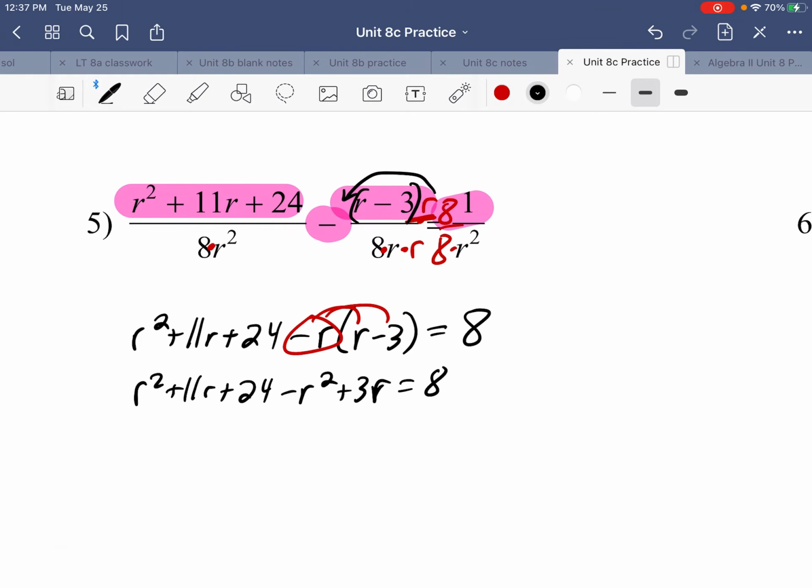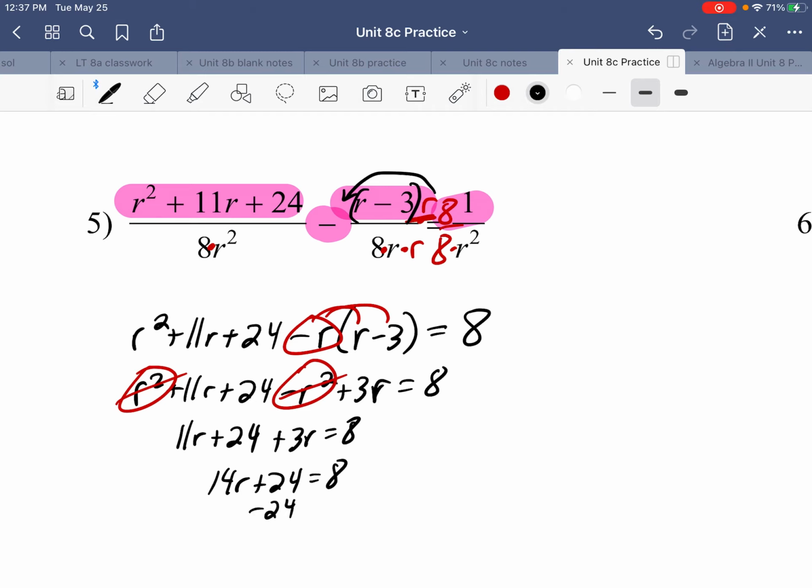And looks like we have a quadratic, but when you have 1r squared and you subtract 1r squared, those are opposites, so they will eliminate. So we have 11r plus 24 plus 3r equals 8. 11r plus 3r is 14r plus 24 equals 8. Divide by 14. Negative 16 over 14 can be reduced to negative 8 over 7.